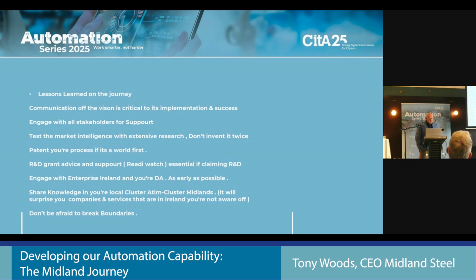Test the market intelligence with extensive research. Don't invent it twice. That's something I would say is your number one priority when you think about automation. Think about and test it in your own industry where you could possibly get the opportunity to utilize the IP that's there, the products that are there, and then go one step further and bring your own ideas to it. So you're halfway there if it's already half invented, as the fellow says.